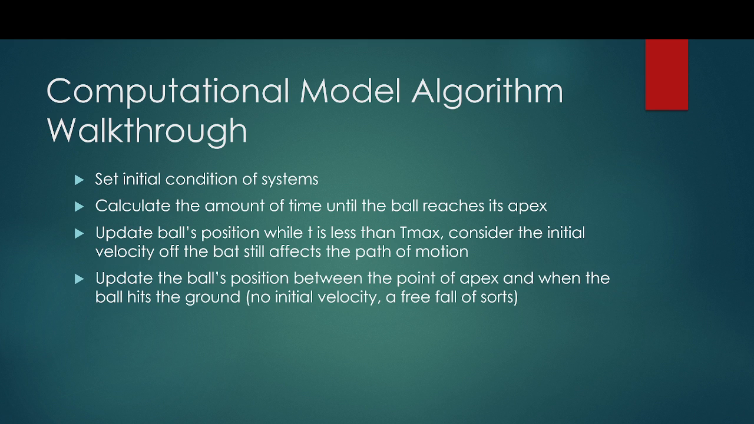First, the initial conditions of the system are set, like the initial position and velocity of the ball, as well as its mass and the timestamp. And then calculating the amount of time until the ball reaches its apex. And once we have that, we can iterate with a while loop while t is less than t max. In this while loop, the initial velocity, once it's hit off the bat, is considered in tracking its location. It is a while loop that iterates with every 0.033 seconds it adds to the graph.